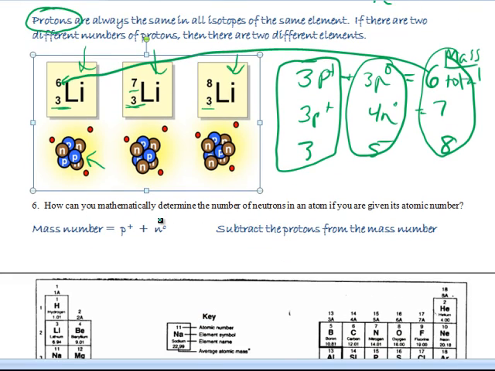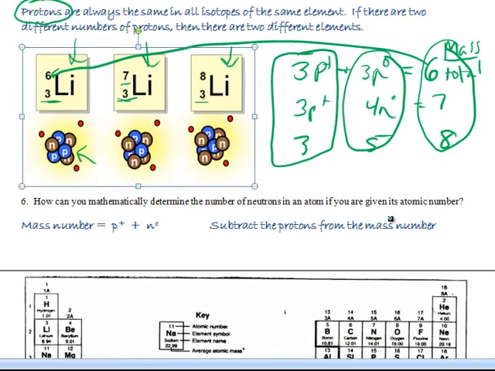Number 6, how can you mathematically determine the number of neutrons in an atom if you're given its atomic number? Well, if you're given the atomic number, then that means you know the number of protons. And if you're given the mass number, you can subtract. You know the grand total, and you know the number of protons. This is like saying if you know how many kids are in the classroom and you know how many girls there are, you can subtract and figure out the boys. So you subtract protons from the total, and you get the neutrons.